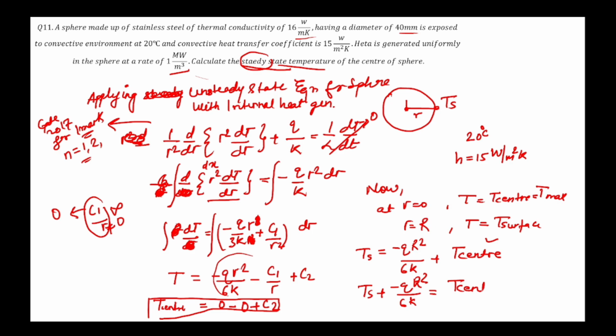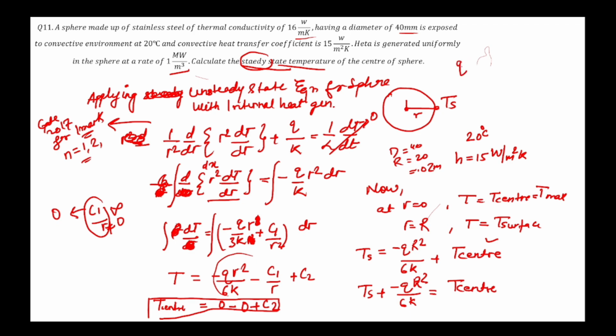Now, q we have 1 megawatt per meter cube. For R, the diameter is 40, so r is equal to 20, and in meters 0.02 meter. So we have R, 6 into k, the thermal conductivity, but we don't have Ts. Now see from where we will get Ts.